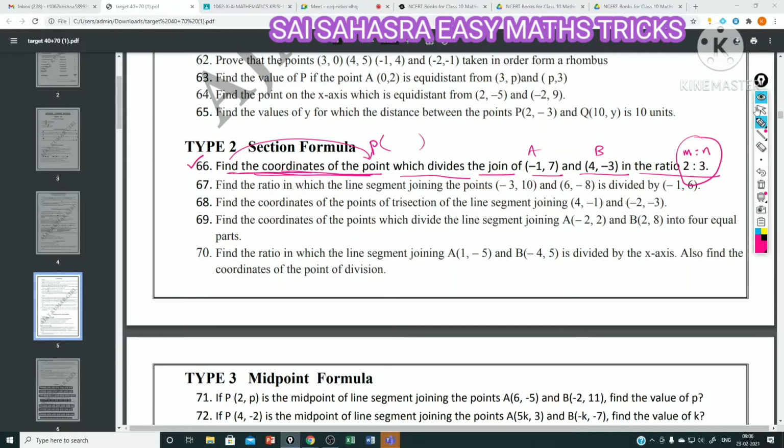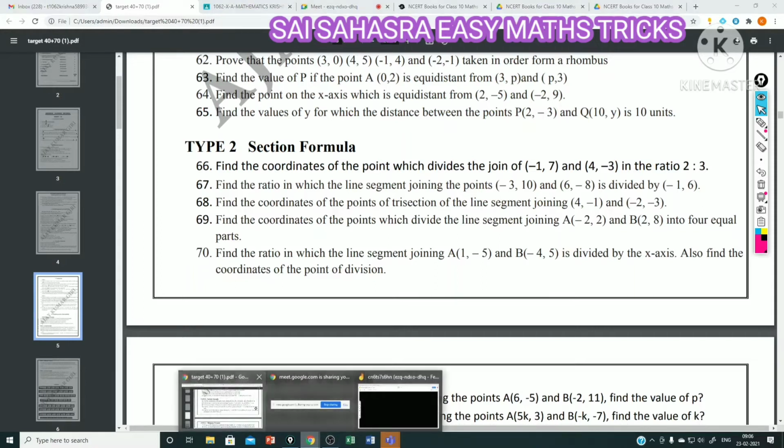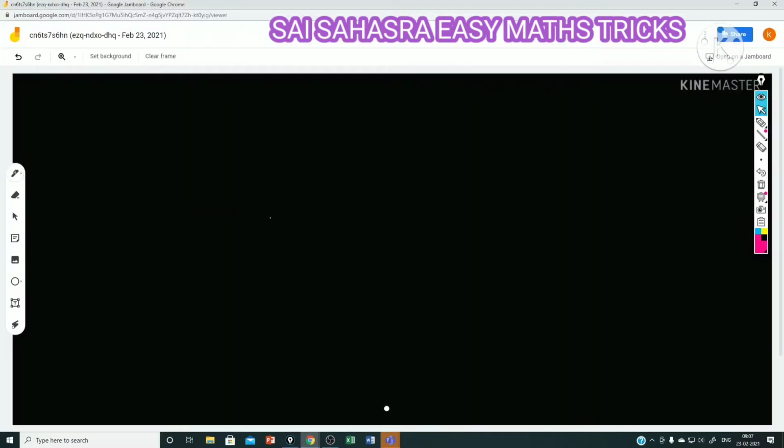We can apply section formula easily. We need to find out the coordinates. So let A point be minus 1 comma 7, B is 4 comma minus 3. Minus 1 comma 7, B is 4 comma minus 3. Okay, no?